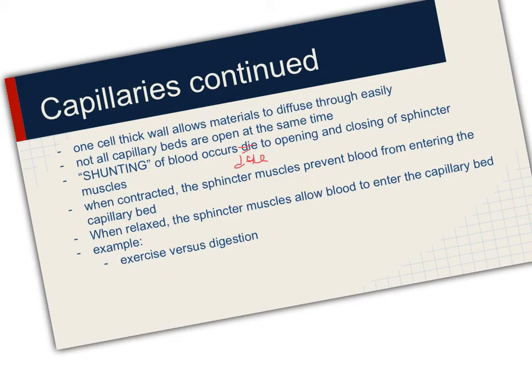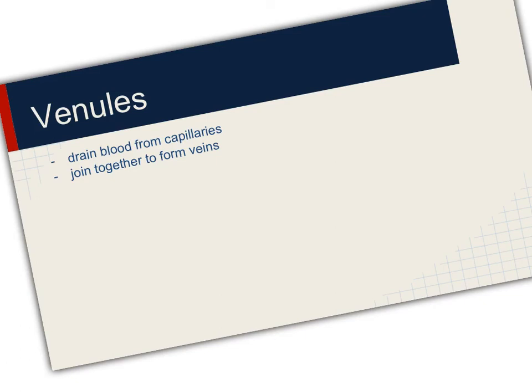So when you're exercising, the sphincter muscles are contracted and won't allow blood to enter the capillary bed. When you're relaxed, like during digestion, then blood will enter the capillary beds. Venules. They drain blood from capillaries and then join together to form veins.